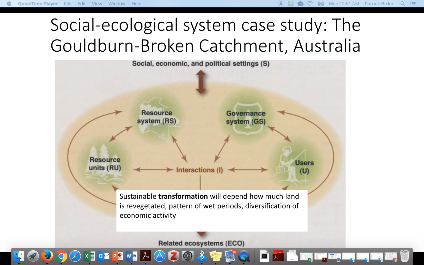So some key words there. How do we guide, lead transformation of a system to be more resilient? What are those cross-scale interactions? What does adaptive governance look like? All key concepts.